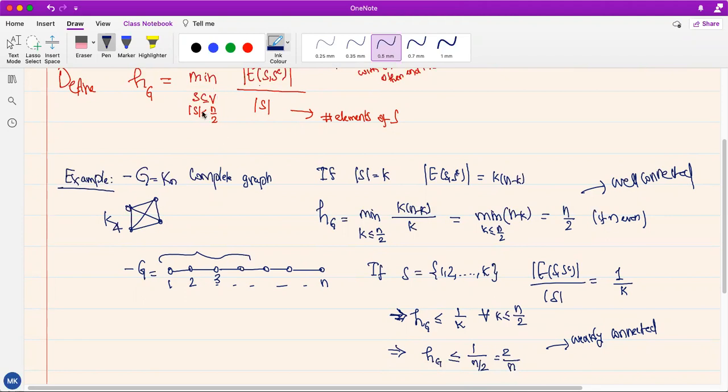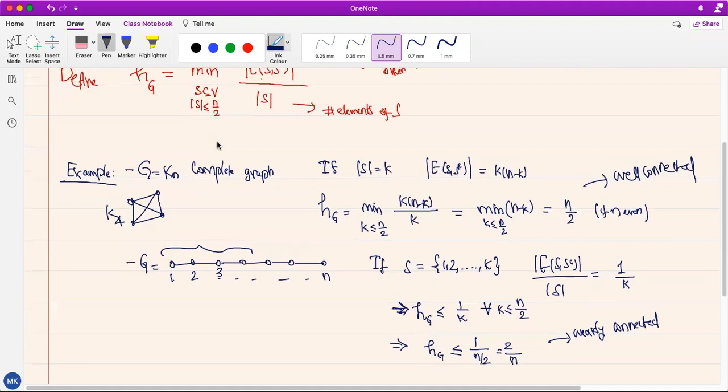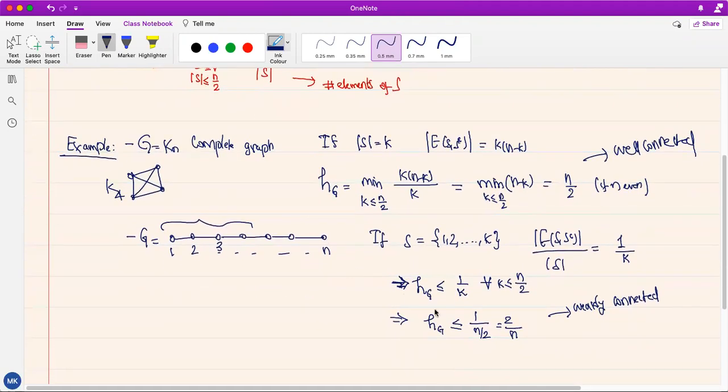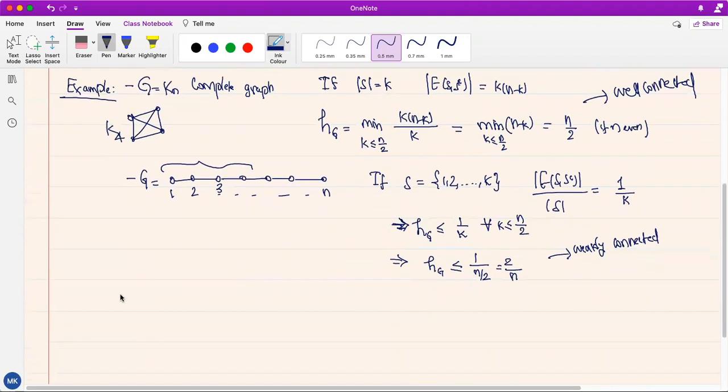Why do we take size less than or equal to N by 2? If we don't take that, it's a good question. Let me come to that. But before that, are these two examples clear? They indicate how small this is. So as another example, work out the following case.